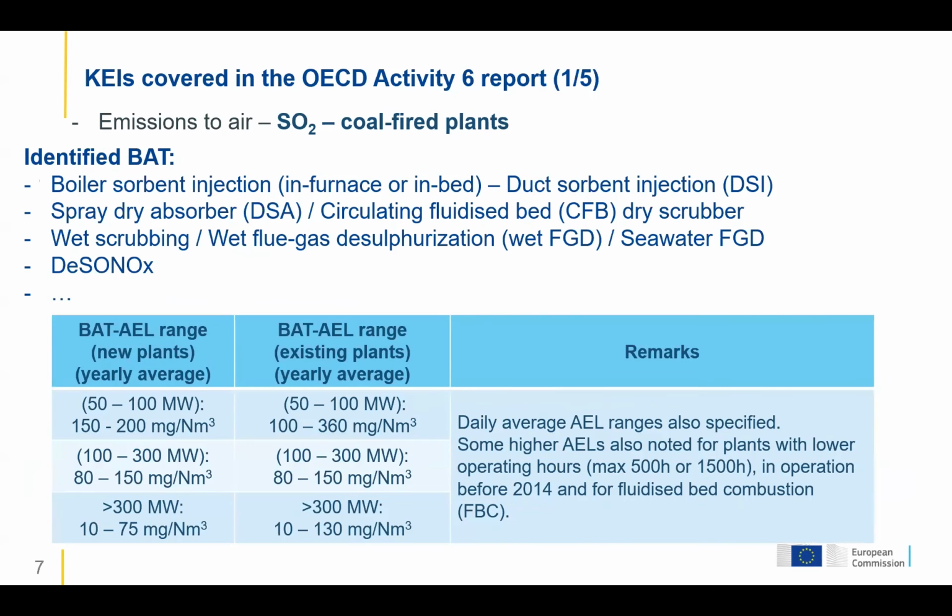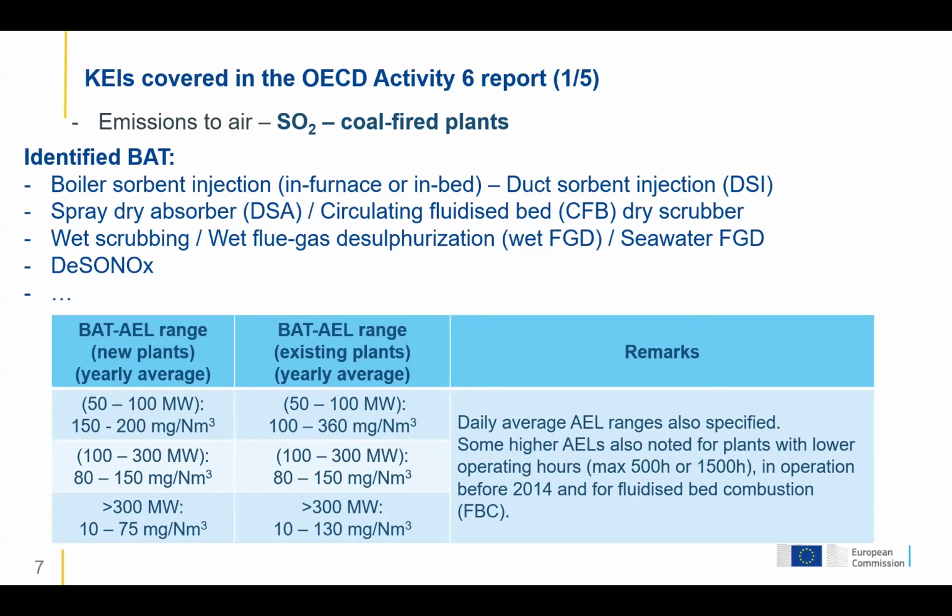Moving from dust to sulfur dioxide, again in the case of coal-fired plants. Here we have a quite long list of techniques. The main identified best available techniques are the boiler sorbent injection, either in furnace or in bed, the duct sorbent injection, the spray dry absorber, the circulating fluidized bed dry scrubber, wet scrubbing, wet flue gas desulfurization, seawater flue gas desulfurization, combined techniques for the abatement of sulfur oxide emissions and nitrogen oxide emissions, and others.